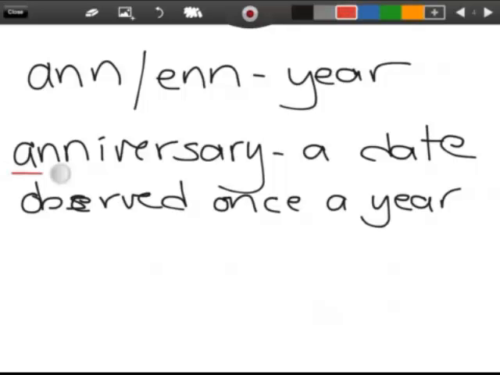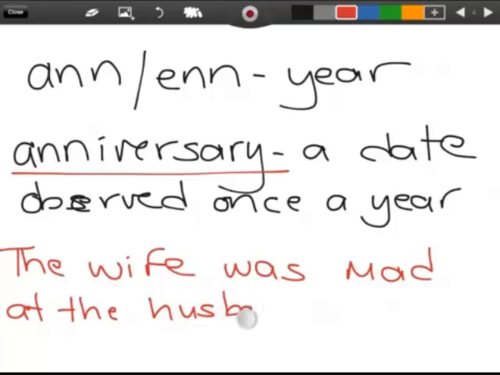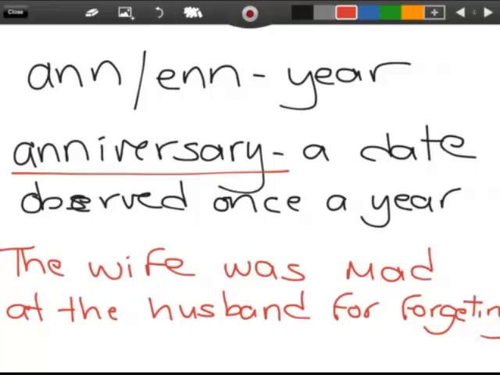Let's say I wanted to use this in a sentence. I would say the wife was mad at the husband for forgetting their anniversary.